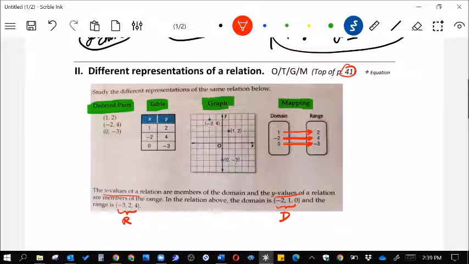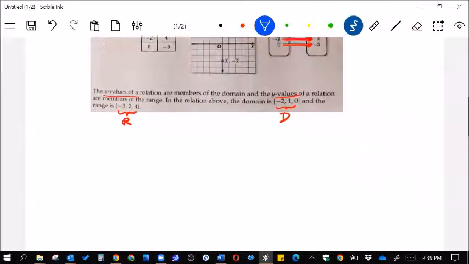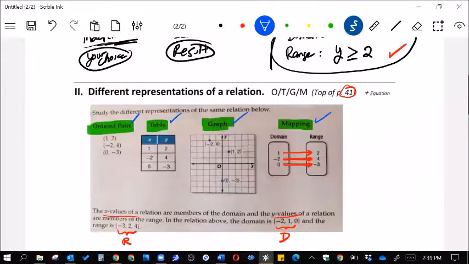So this, you need to know these names. You need to be able to say and write on my test: ordered pairs, table, graph, mapping. Sometimes show examples or recognize what they are.